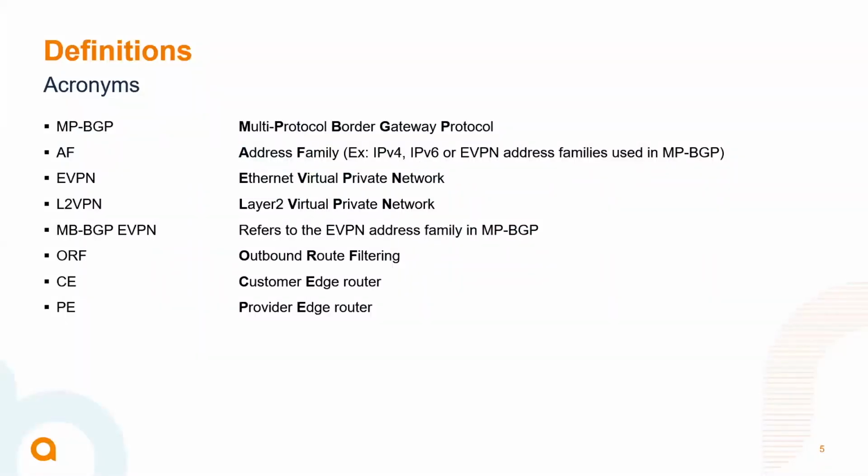So first of all, a set of acronyms and definitions we are going to use in the presentation deck. AF means address family inside the multi-protocol BGP routing, EVPN, L2 VPN, MPBGP, EVPN. ORF stands for outbound route filtering. CE is customer edge router, usually under the administration of the customer, and PE is provider edge router, under the administration of a service provider.